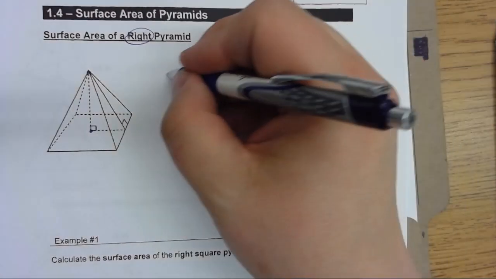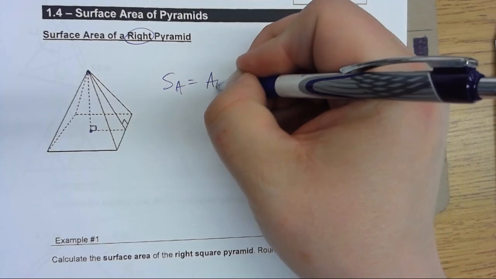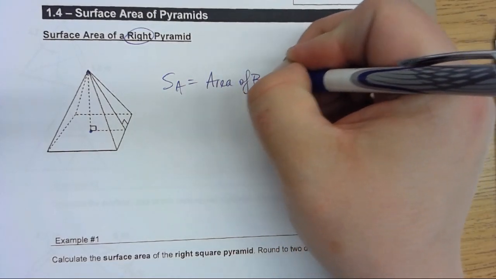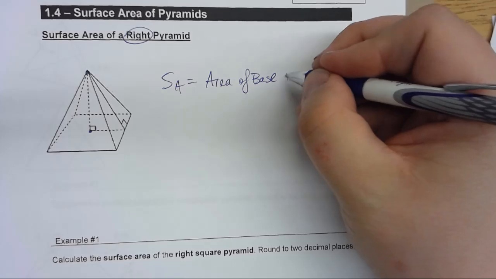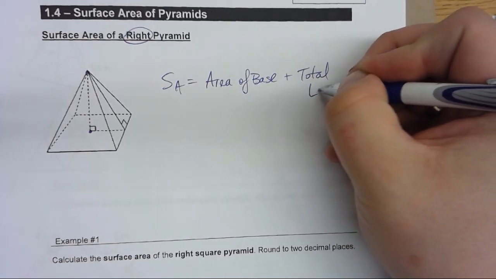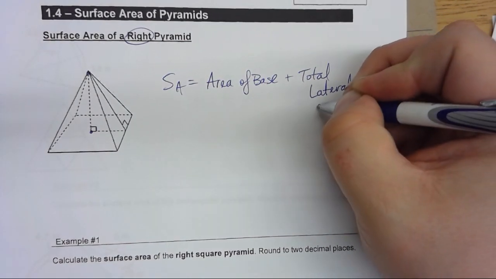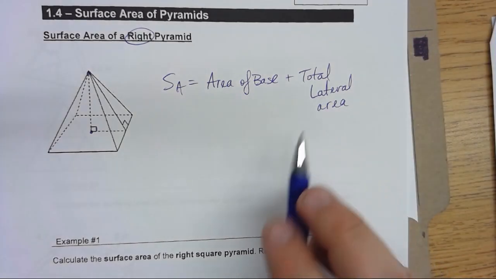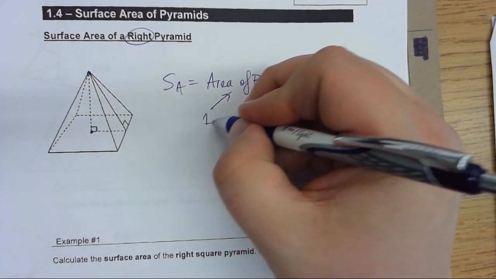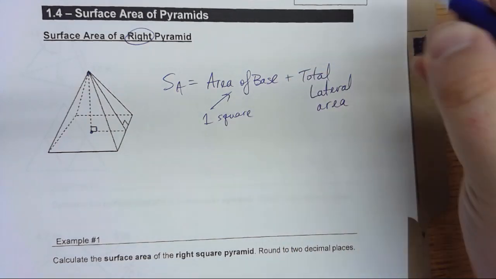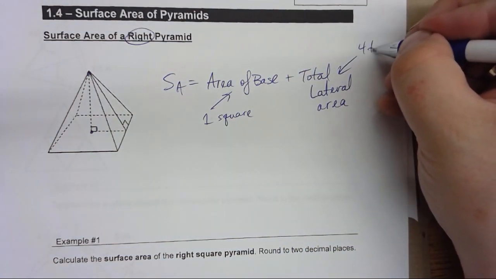The surface area here is the area of its base, which in this case is a square, plus the total lateral area. And in this case, the area of the base is 1 square, and the lateral area would be 4 triangles.